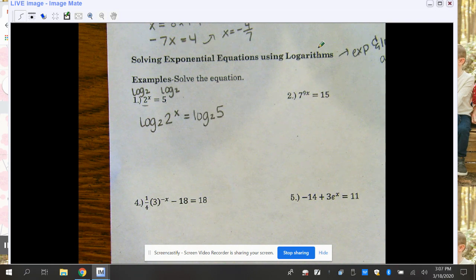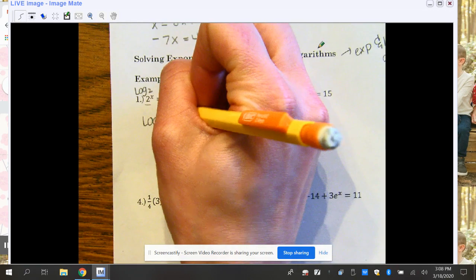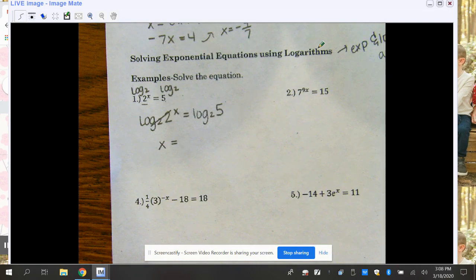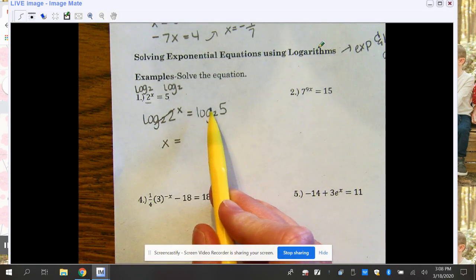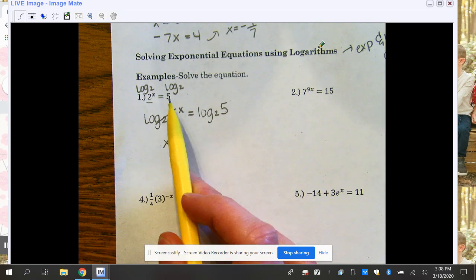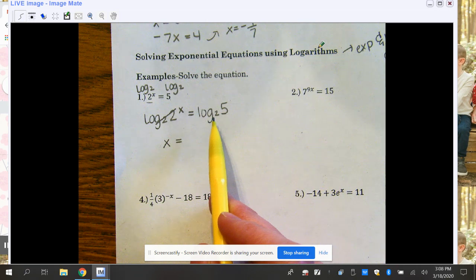So whatever the base of your exponent is, the inverse is going to be that log, because now these undo each other. And so that's going to leave me with x equals whatever this is. Now, because I couldn't rewrite 5 as 2 to a power right off the bat, that means we're going to have to use the change of base formula.